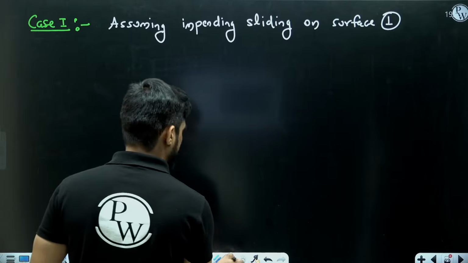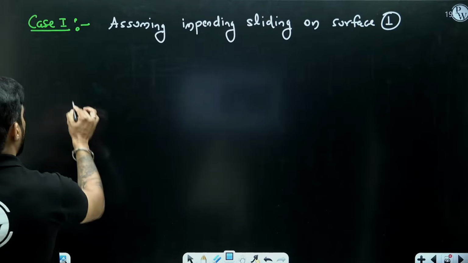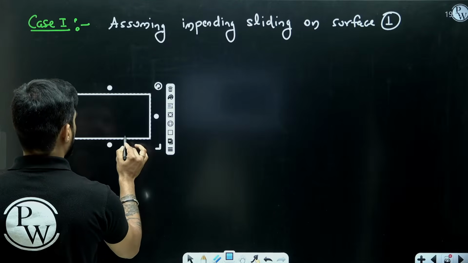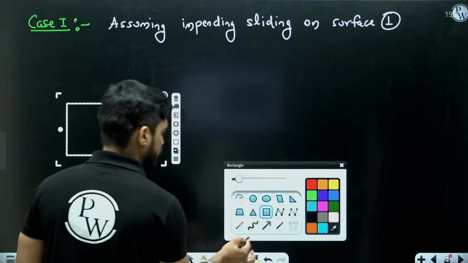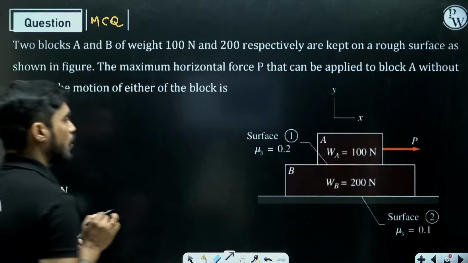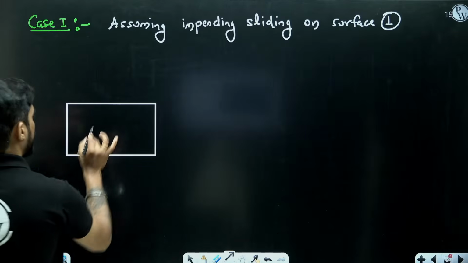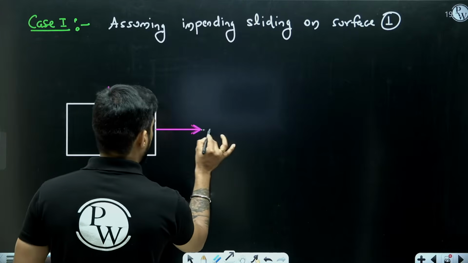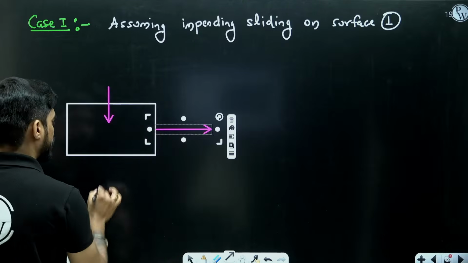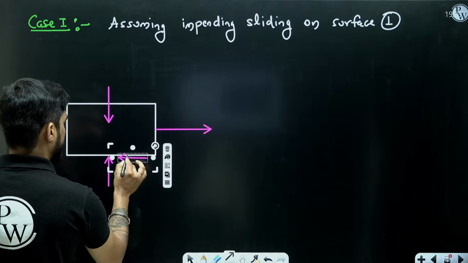So in case 1, if I draw the free body diagram, I am assuming impending sliding on surface number 1. Means I will draw the free body diagram of only block A. So weight of block A is 100 Newton. I am applying a force P here. There will be some normal force and there will be some friction force.